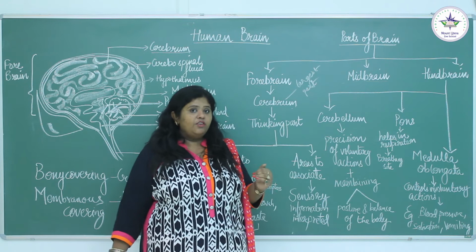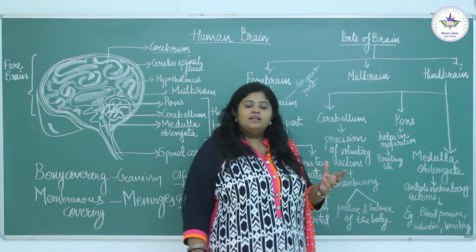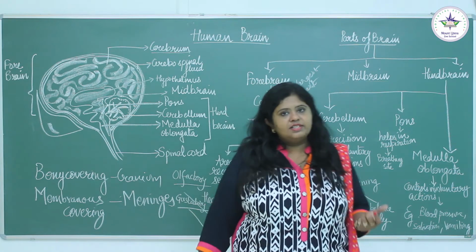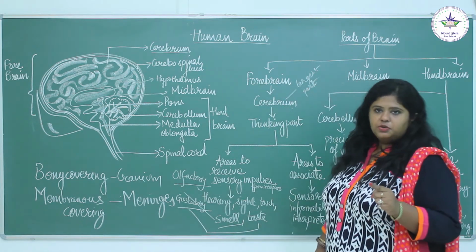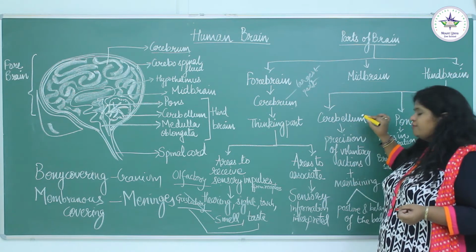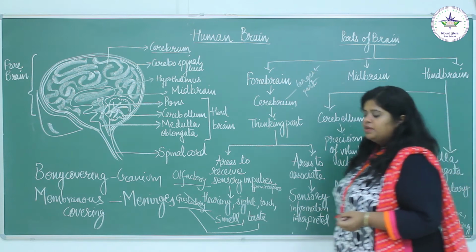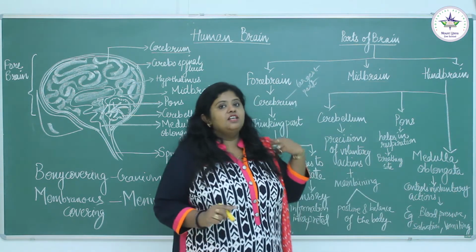If I ask you a question, a person is unable to ride a bicycle, name the part of the brain which is not functioning properly, then you will answer, students, this is the cerebellum, because it is responsible for maintaining the posture and balance of the body. The next part of the hind brain is your pons.